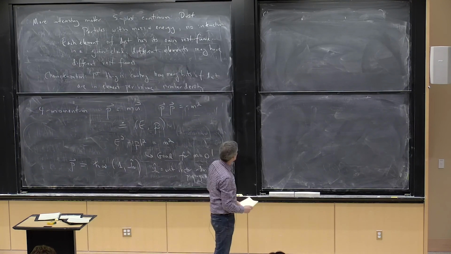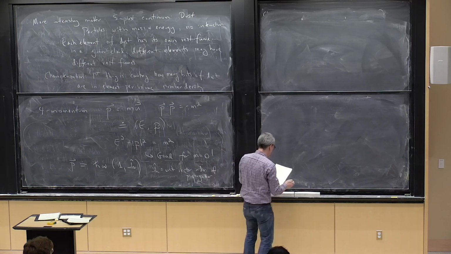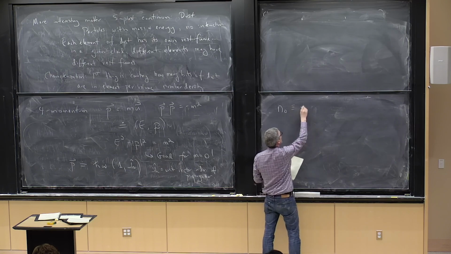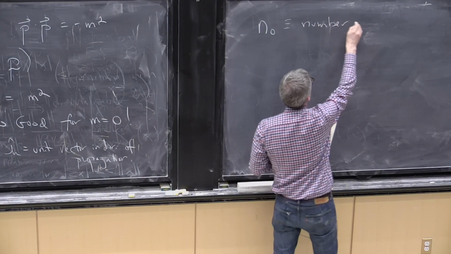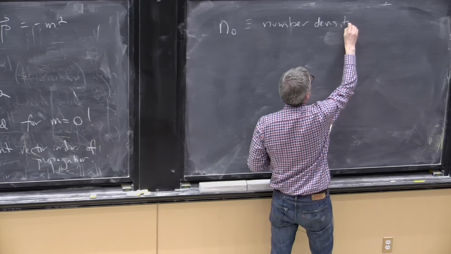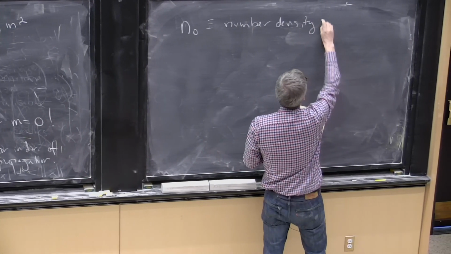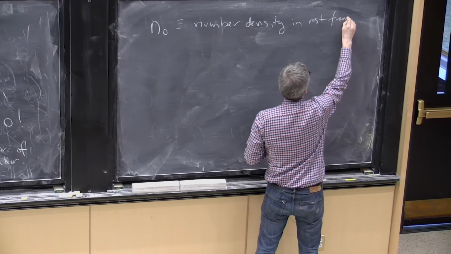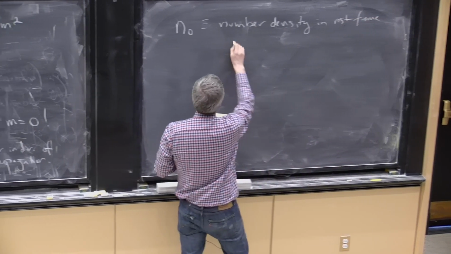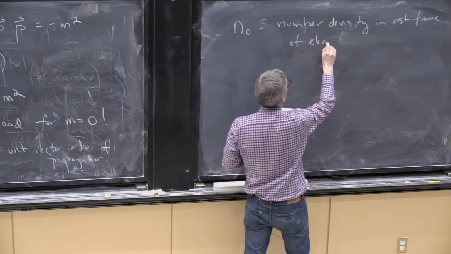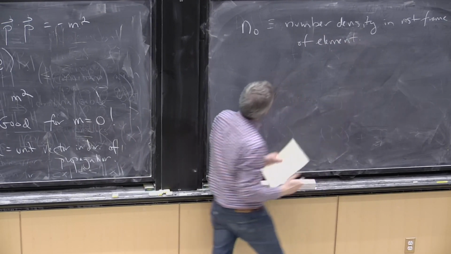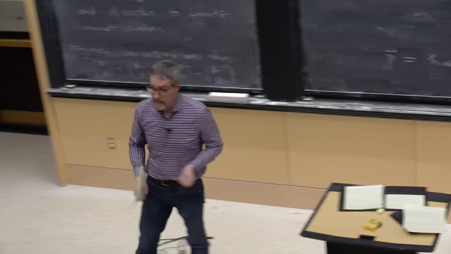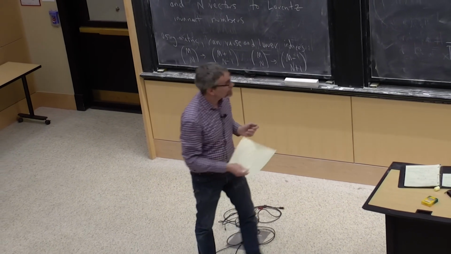And it looks like they haven't quite poisoned this board as badly. Good. So let's call n sub 0 the number density in the rest frame of that element. Okay, so this will just be some number per unit volume. Okay, so it's a quantity that has dimensions 1 over volume.